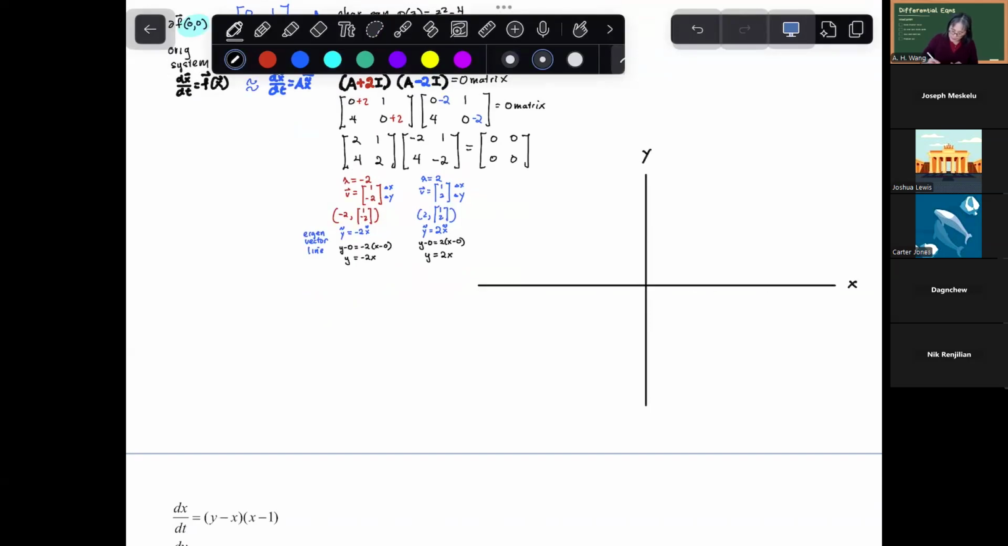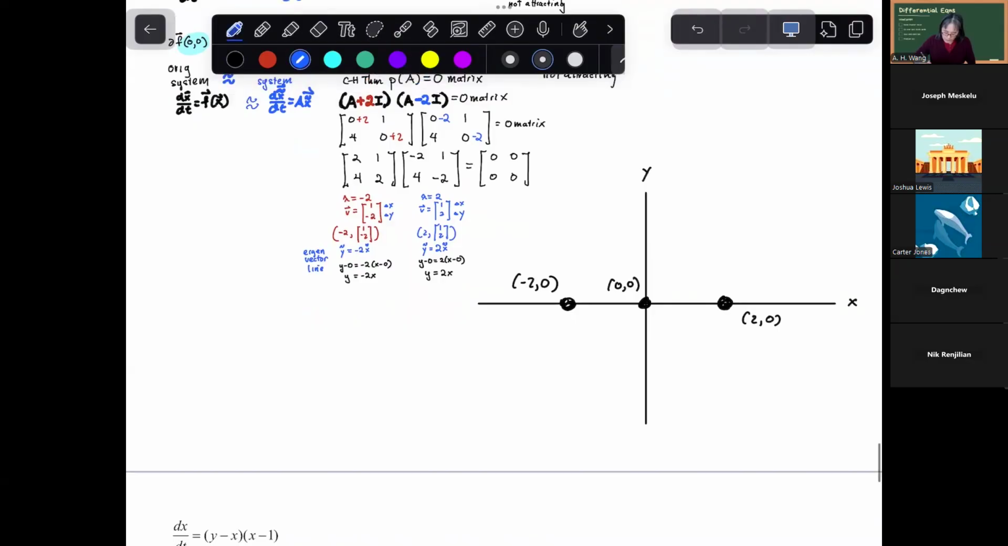X, Y. So you know that there was a 0, 0. You know there was a 2, 0. You should label all of these. And you know there was a minus 2, 0. And at 0, 0, what you should do is draw your saddle.